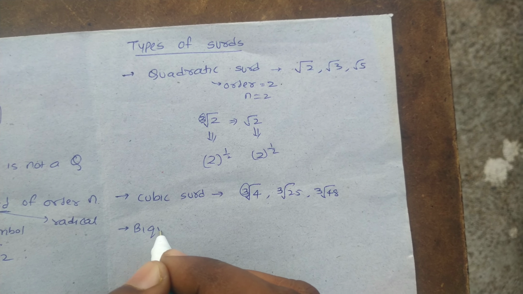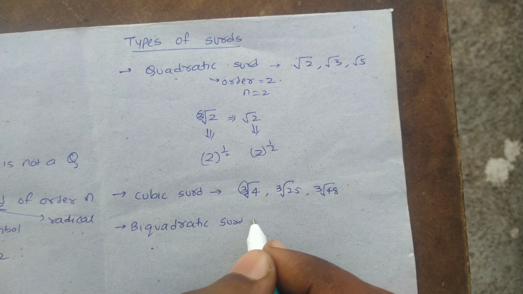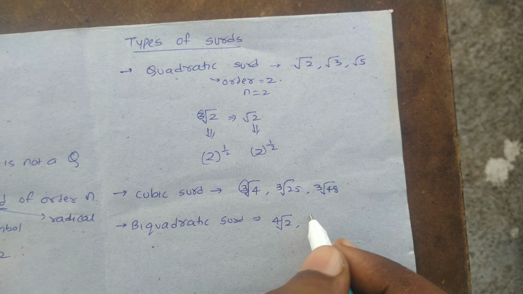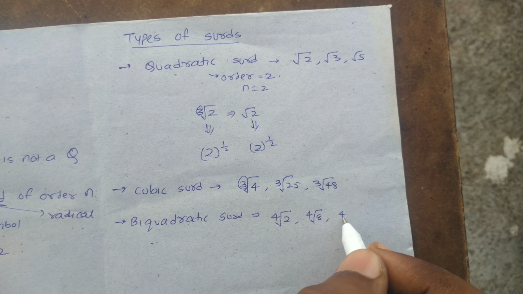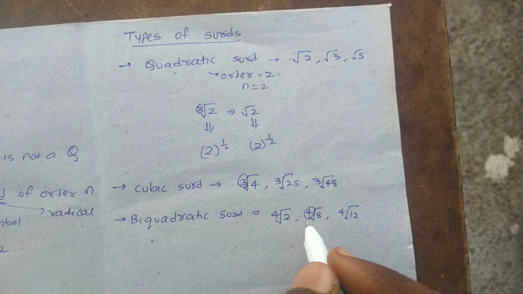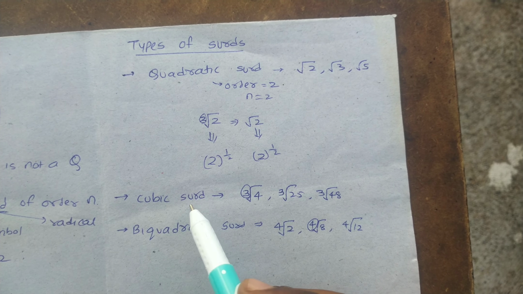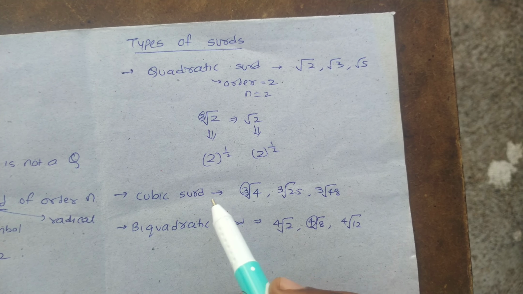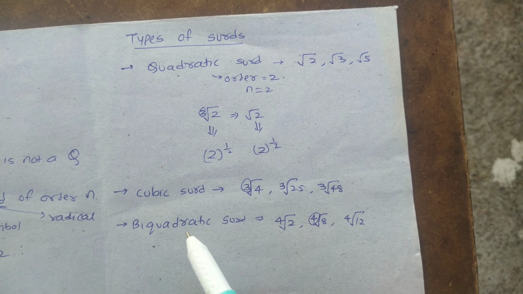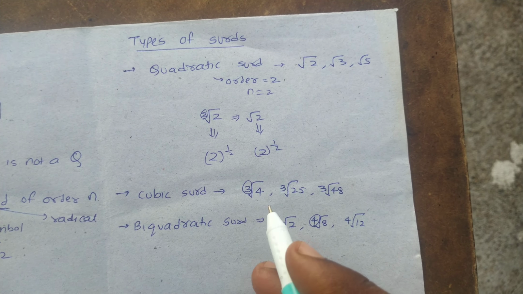Biquadratic surds. The next topic is biquadratic surd. What is a biquadratic surd? It should have order 4, like 4 root 8 or 4 root 12. The n value should be equal to 4. If n value equals 2, that is called a quadratic surd. If n equals 3, you call it a cubic surd. If n equals 4, you call it a biquadratic surd. So these are the types of surds.